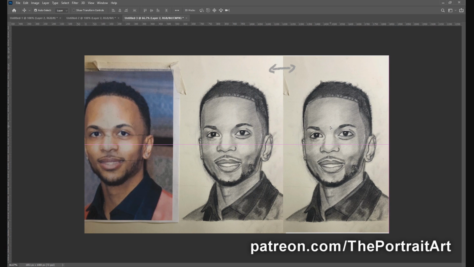Okay, in this case, I'm going to leave the right one alone, and I'll make adjustments on the middle one.